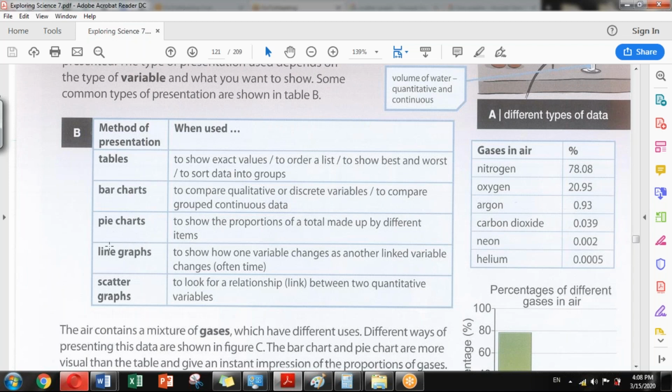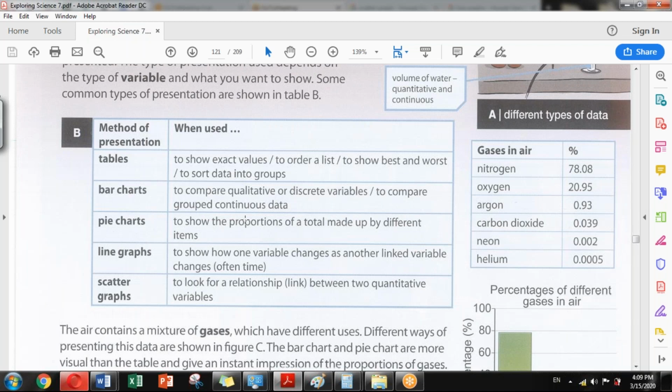Each method has its own advantage and disadvantages. For example, tables show exact values, bar charts compare qualitative or discrete variables, pie charts show the proportions of a total made up by different items. Line graphs and scatter graphs are both very good methods to show the differences or the relationship between at least two quantities, as you know from math.